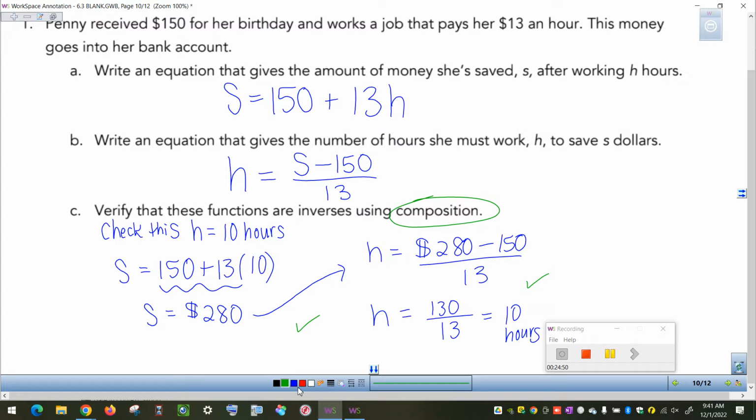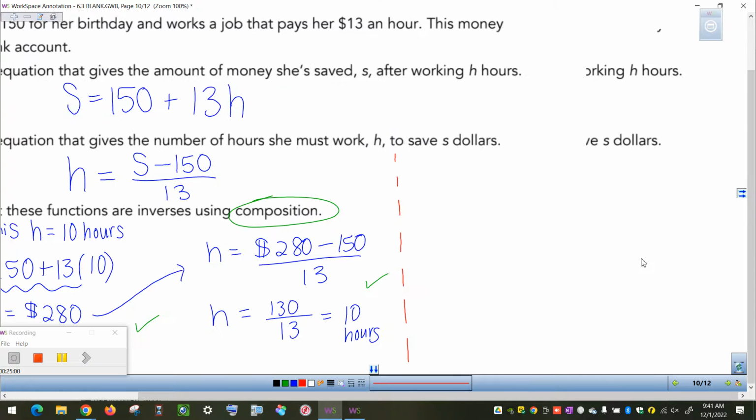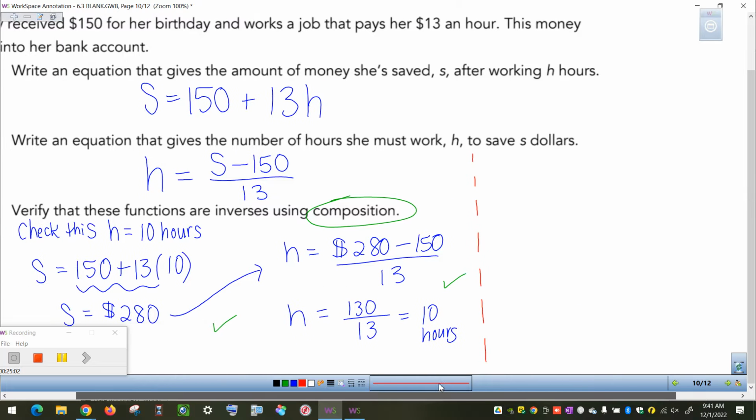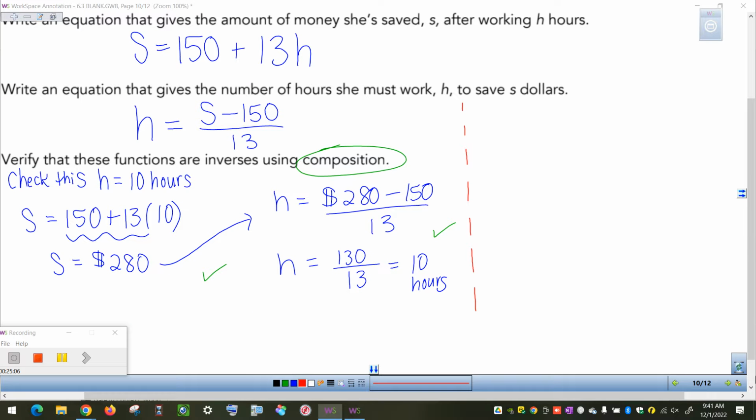Now I said there's two ways you can do this. So I'm going to put a little line here. On this side, I'm going to show you another way that you can do it just using the variables, so not actually needing to plug a number in. Well, if we're thinking about composition, we could make these function names a little bit more clear.